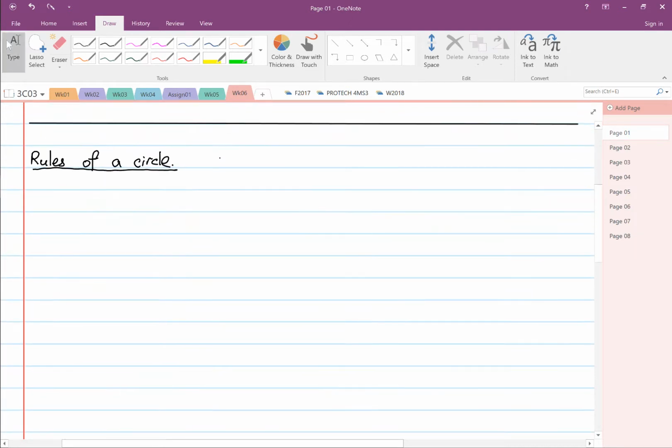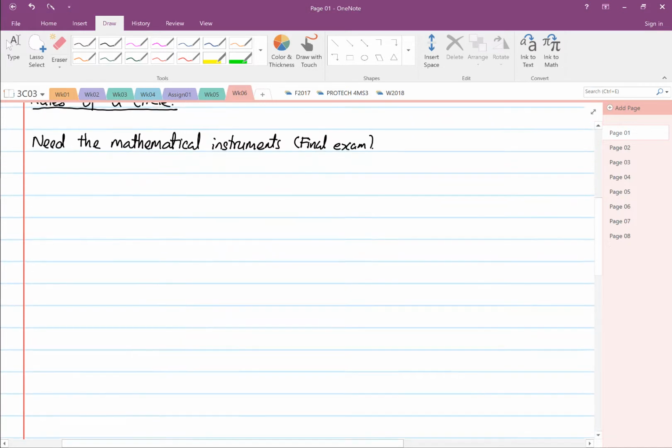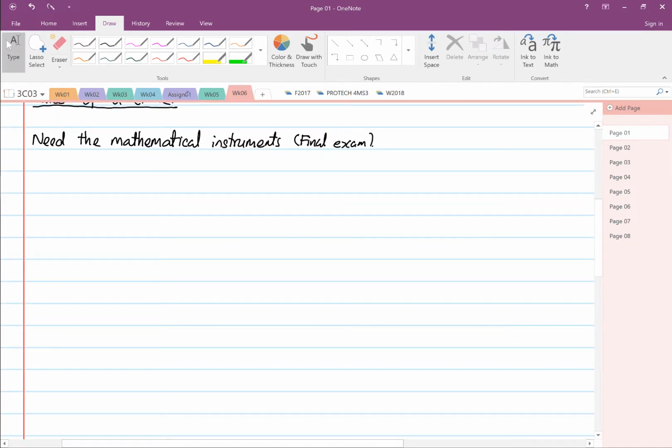So I'm going to construct a circle. For this course, you will need mathematical instrumentation. Okay, you need to purchase one, and it's required in your final exam, so you need to buy it. So let's look at the rules of a circle.